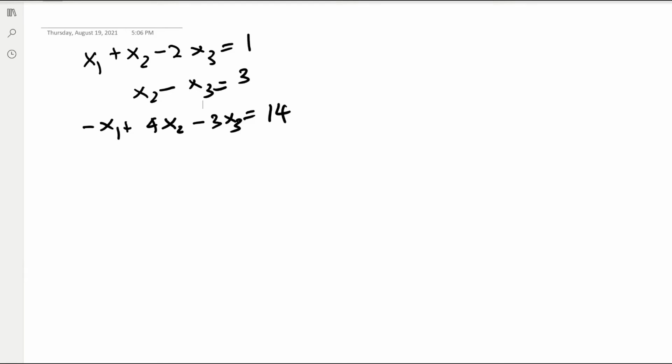All right, hello everyone. Okay, so this is our third example. So let's try to solve this linear system of equations and then see what we can get.